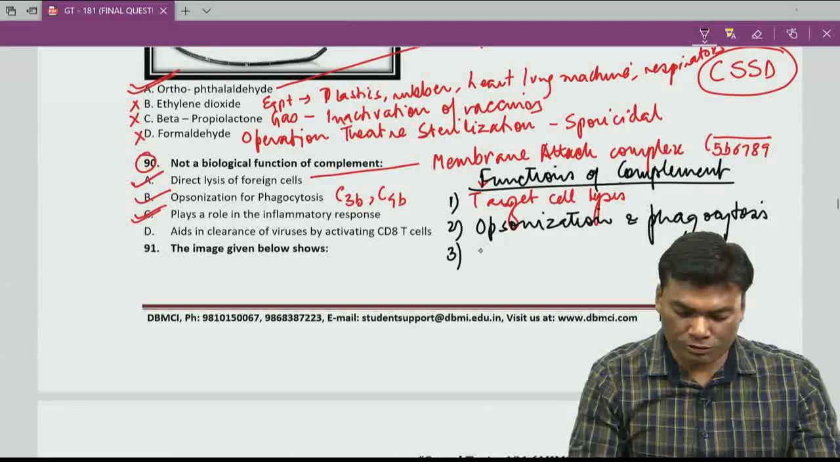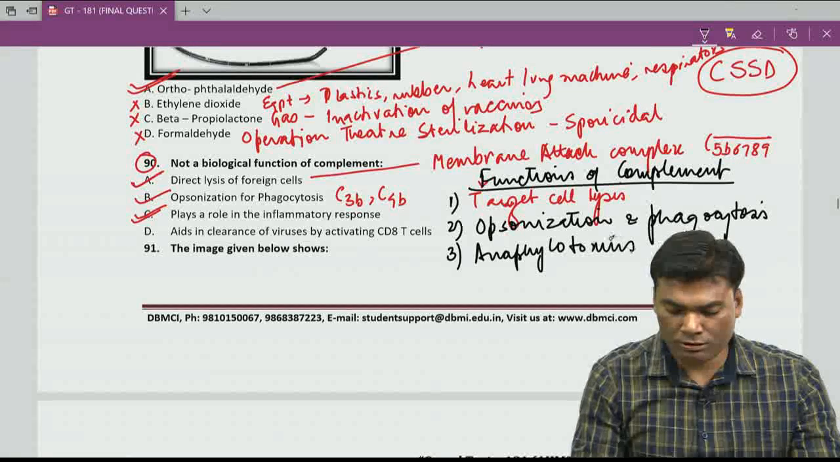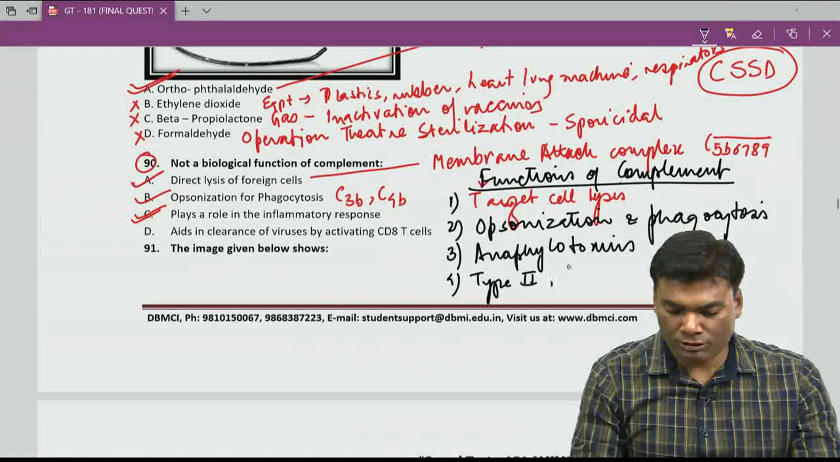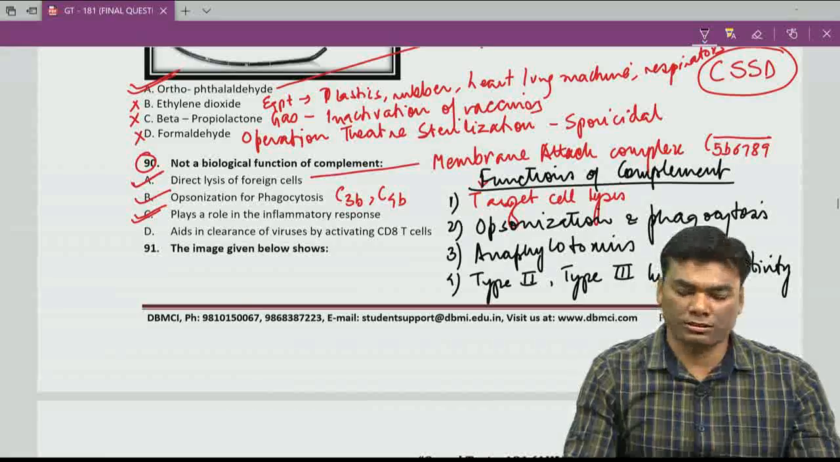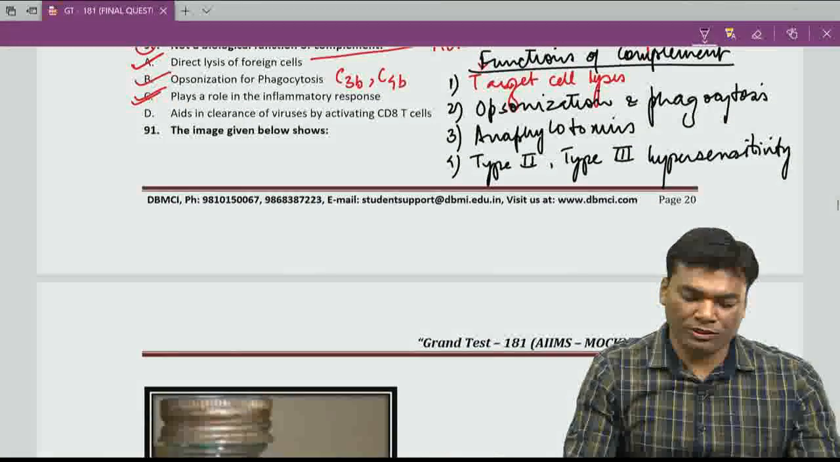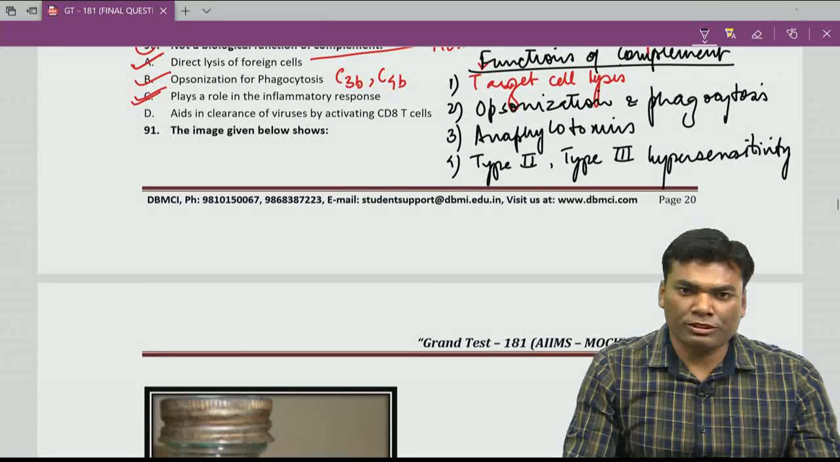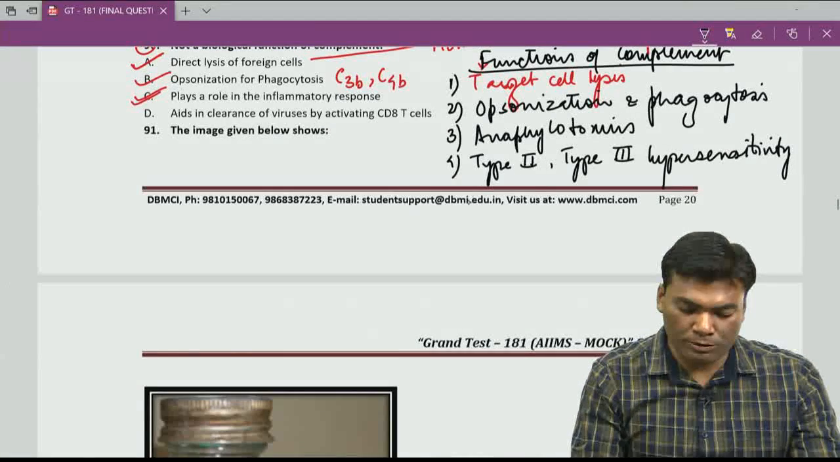Third thing it will lead to is the generation of anaphylotoxins, right. Then it has a role in type 2 and type 3 hypersensitivity. Right. So type 2 and type 3 hypersensitivity is very, very important, because in type 2, which is IgM and IgG mediated, we need complement eventually for the effector functions, as well as in type 3 hypersensitivity, whenever there is an immune complex mediated injury, there also complement gets deposited along with this immune complex and thus causes problems.